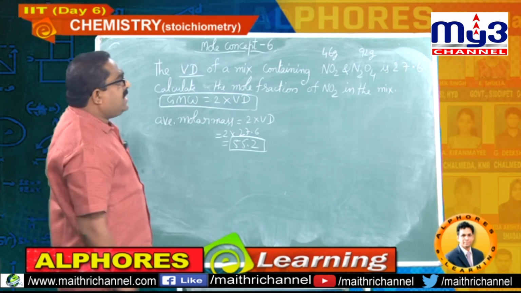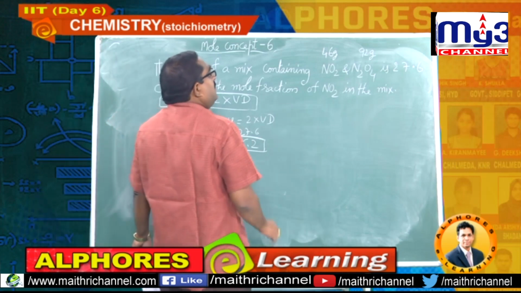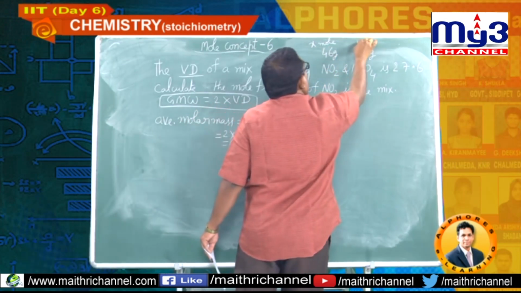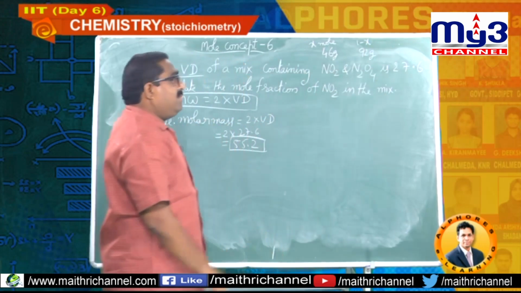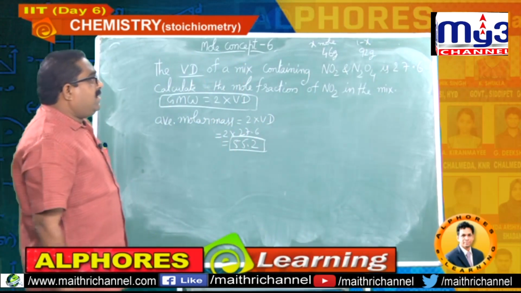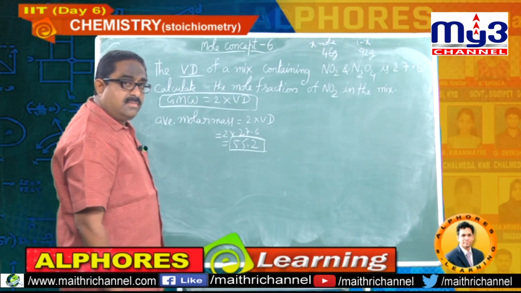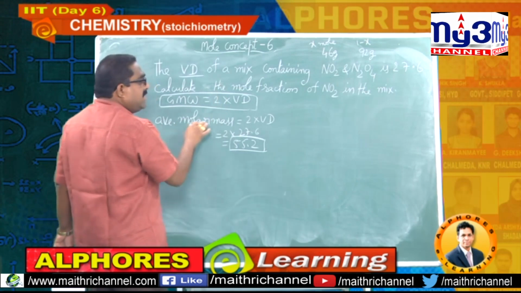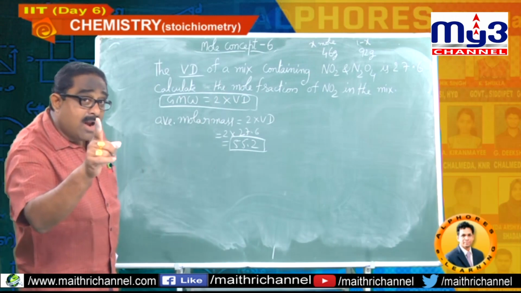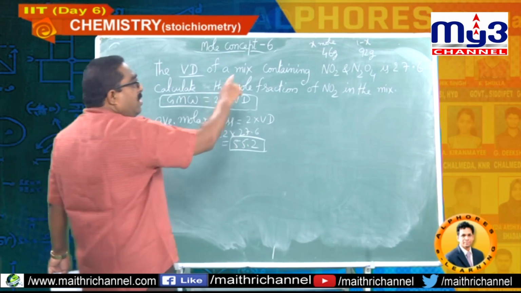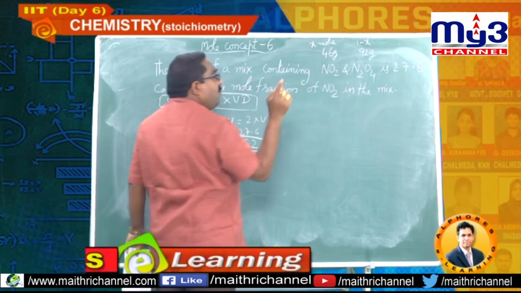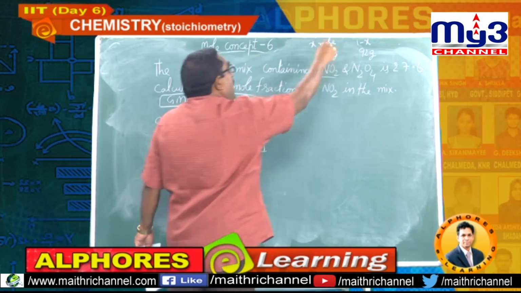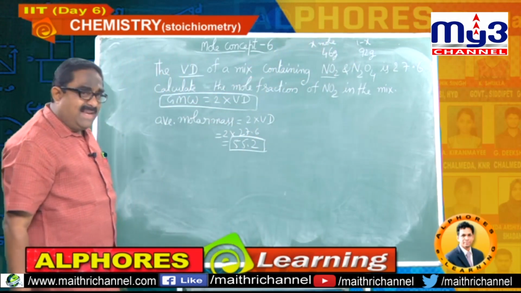Okay. Let me take x moles of this, and it becomes 1 minus x. Let me go for average, right? Total 1 mole I have taken, because molar mass is nothing but 1 mole. So that's why total moles of this mixture for both the gases, 1 mole I have considered. Out of that, if NO2 is x mole, automatically N2O4 will be 1 minus x moles.